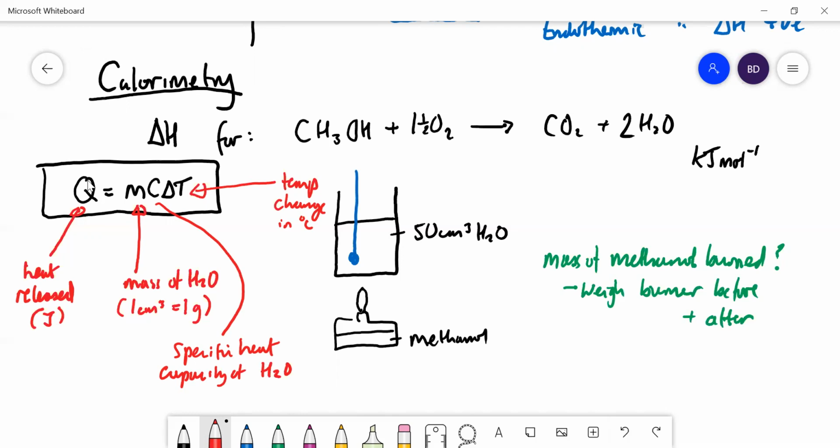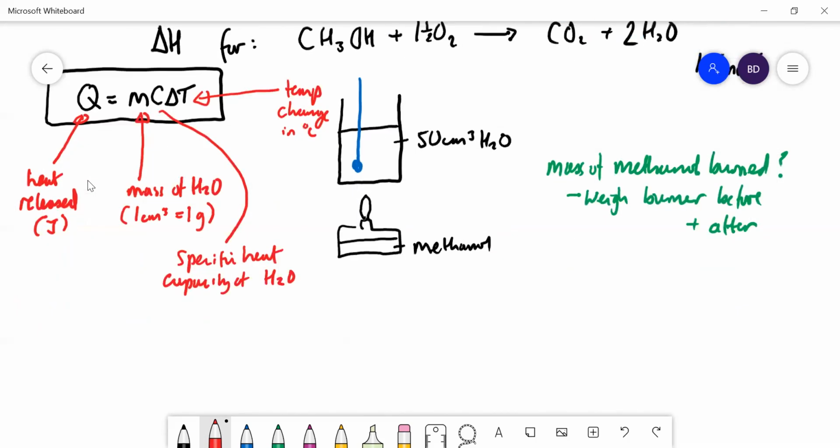And you're always given that value in exams, and it's usually quoted as 4.18 joules per gram per degree C, or per Kelvin, because although Kelvin and degree C are not the same, an increase in 1 Kelvin is the same as an increase in 1 degree C.